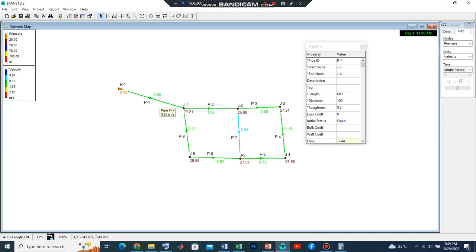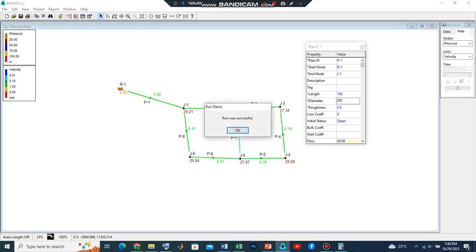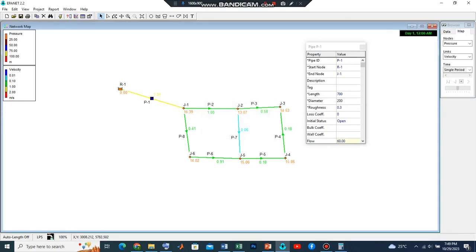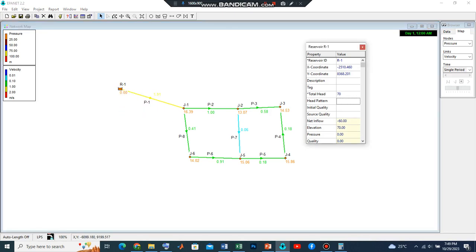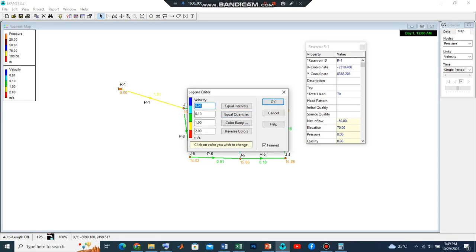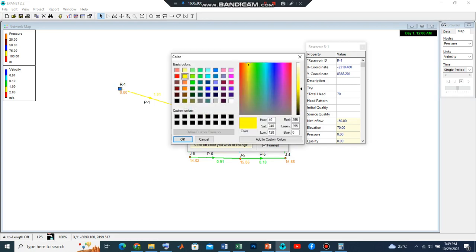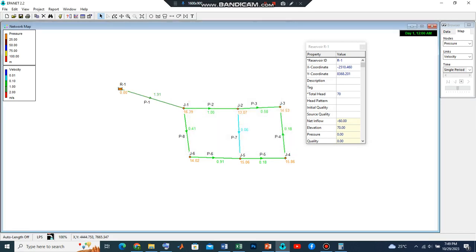So let's do it this way. Let's start from this point. Let's reduce and run. So we can see we have about 1 point. This is not clear enough. Let's change the color. So if this is 1.91, we can see these ones are reasonable, but these ones are very low.